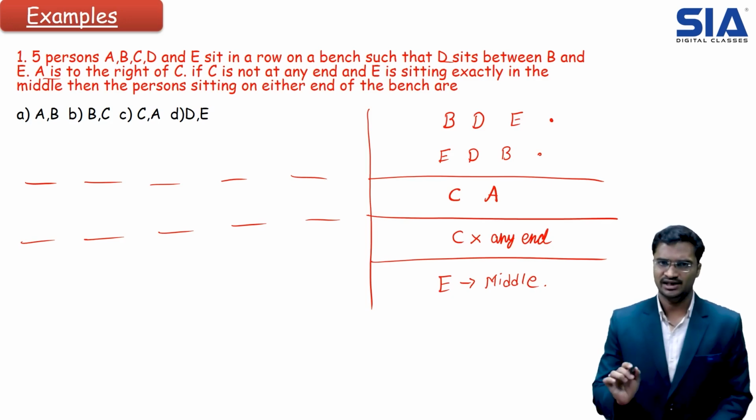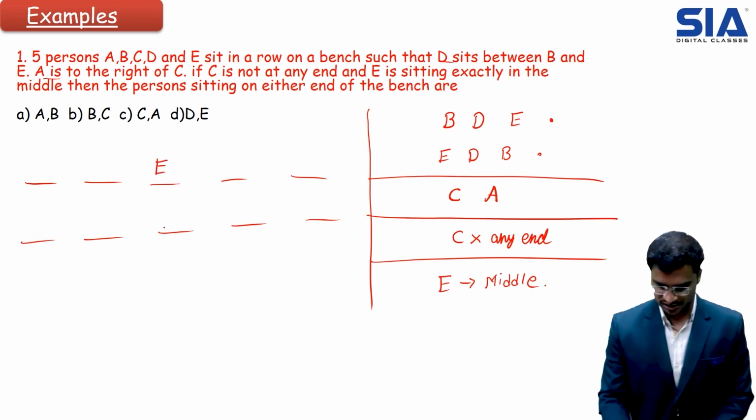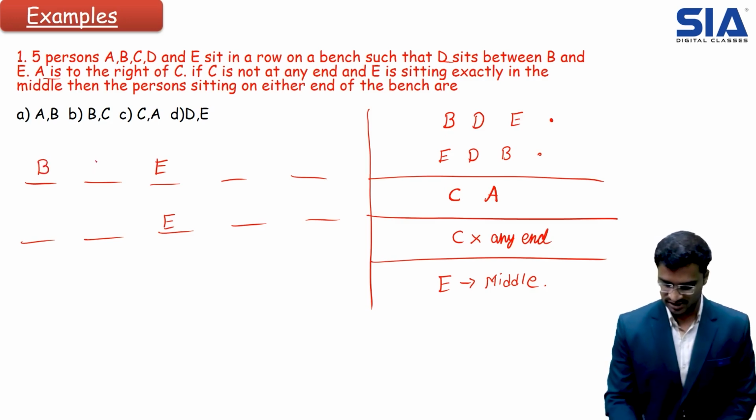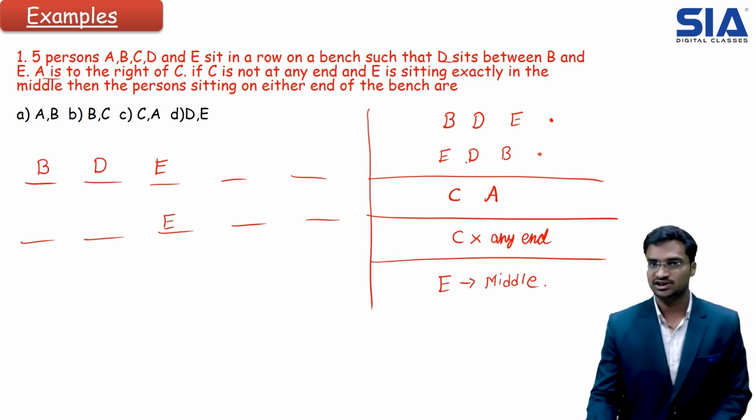So let us arrange E first. This one is E, this one is E. Now the first statement says B, D, E, and the second statement says E, D, B.